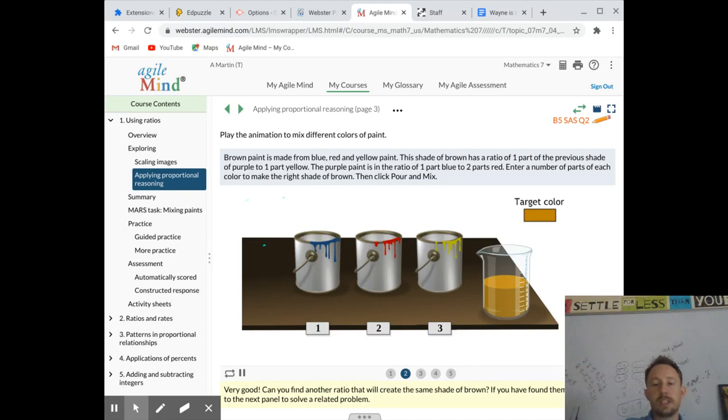All right, so it says very good. Can we find another ratio that would work? Okay, so that would be one answer that we could put in our book. Now we need to figure out if we could come out with another one. So what do you think that we could do, Mr. Levi?